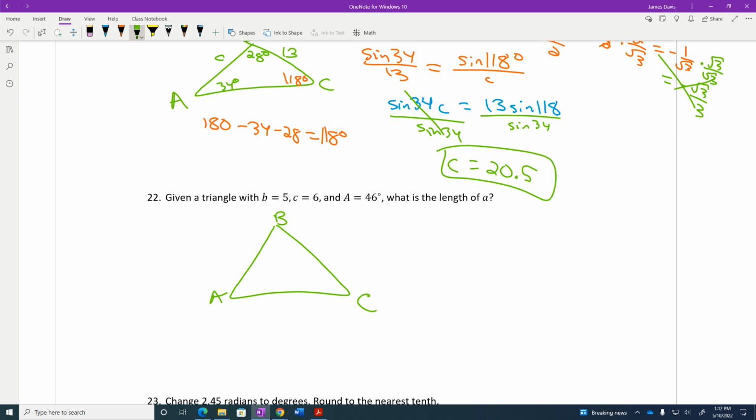The label, little b is over here, and c. Okay. So we call this side angle side because that's what we're given, right? Side angle side.